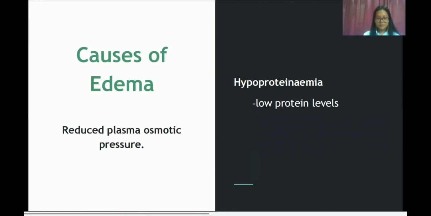So we have here hypoproteinemia, which is the low protein levels in the blood. And this may occur as a result of heavy infestation of trichostrongyles or stomach worms in sheep and cattle. The daily loss of blood without adequate replacement due to these parasites causes parasitic edema.